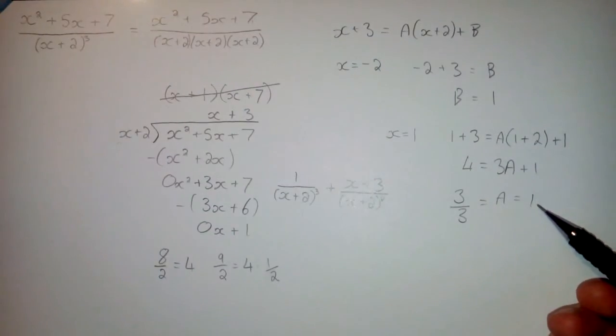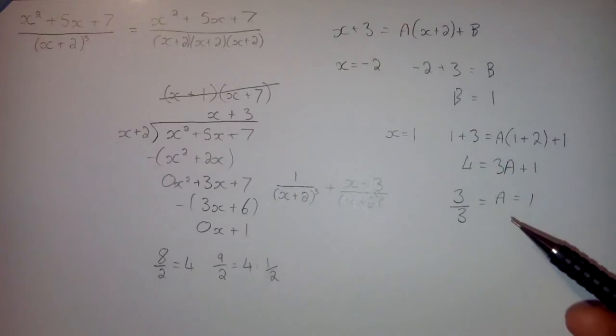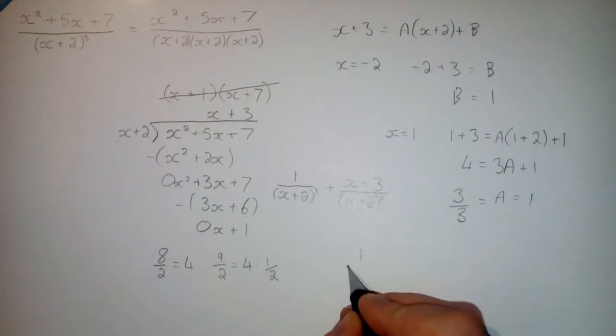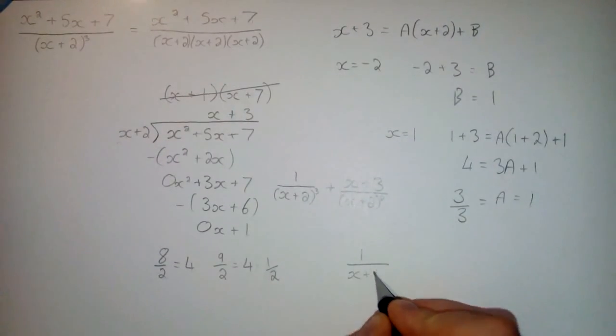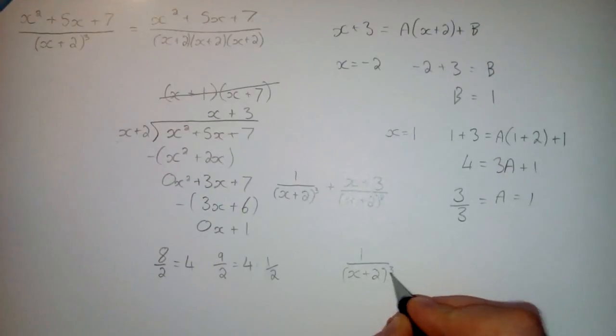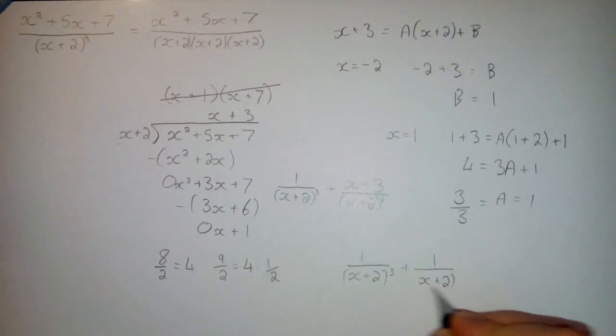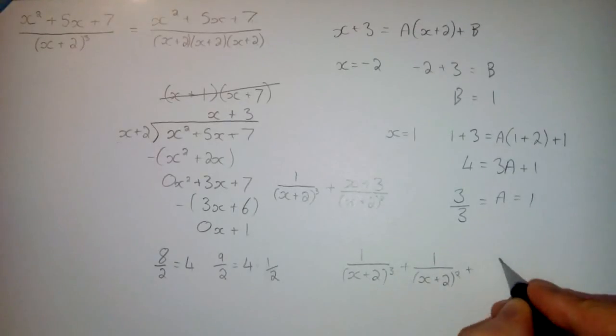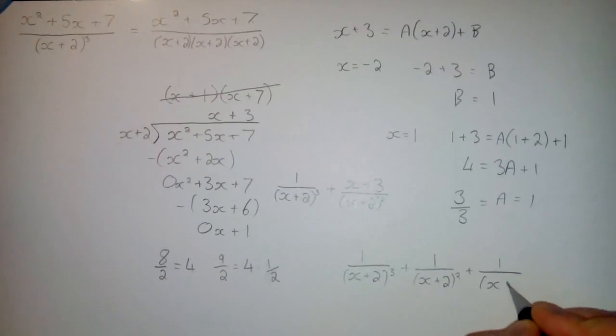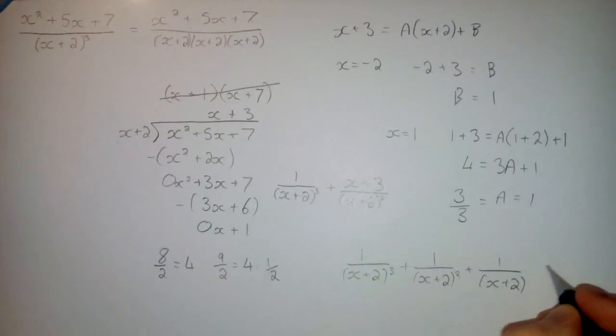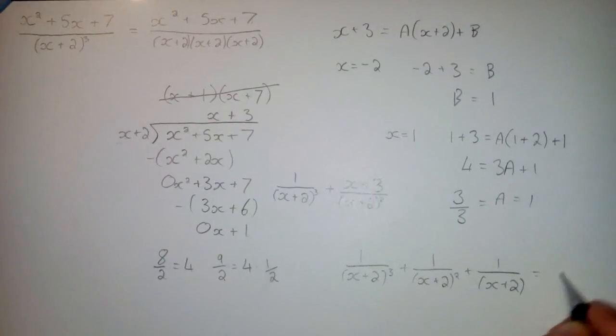So now we've got that a, b and c are all 1, so our answer will be 1 over x plus 2 cubed, plus 1 over x plus 2 squared, plus 1 over x plus 2. That equals our original expression.